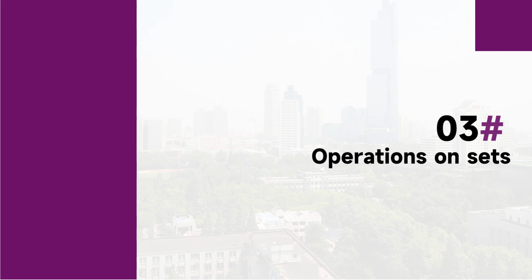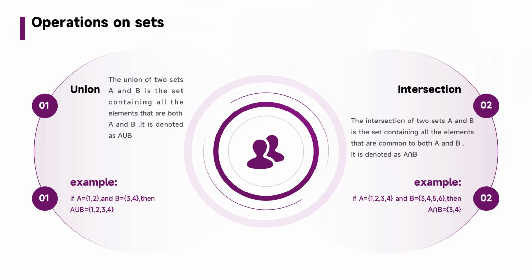A subset A of B is a proper subset of B if A does not equal B. The next section, the key point, is operations on sets. The first is union. The union of two sets A and B is the set containing all the elements that are in A or B. It is denoted as A union B.